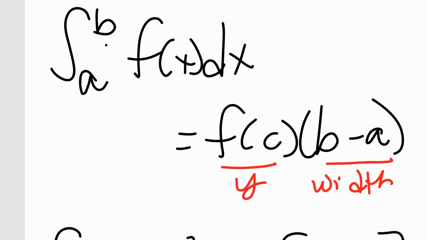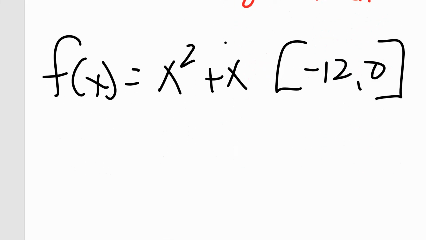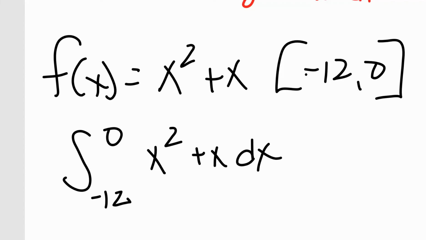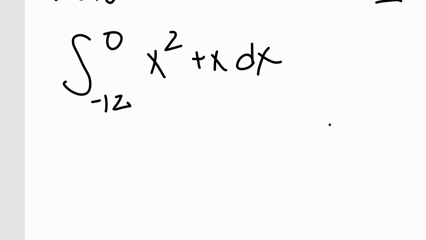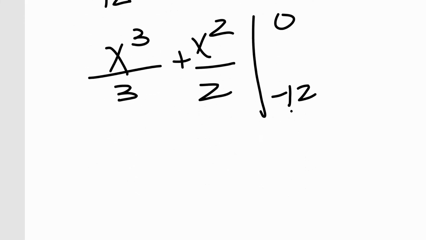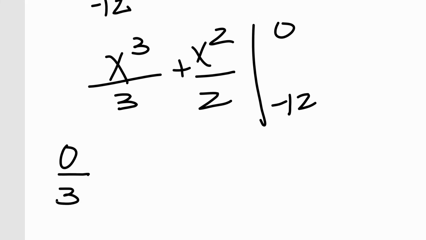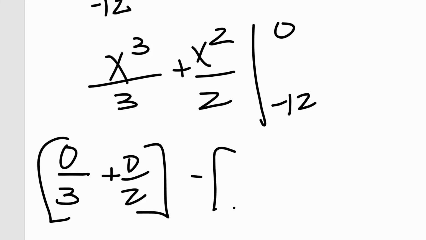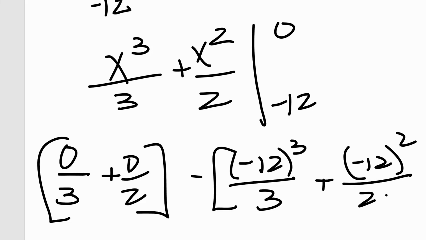As shown in this formula up here, the first thing we want to do is find the actual integral from -12 to 0 for this function. So that's the integral from -12 to 0 of x squared plus x dx. We've been doing this for a little while now, so hopefully this is not that difficult. First take the antiderivative: x cubed over 3 plus x squared over 2. I'm going to evaluate that from -12 to 0. It's the top minus bottom, so when I plug in the top, I get 0 over 3 plus 0 over 2, minus, plug in my -12, so -12 cubed over 3 plus -12 squared over 2.